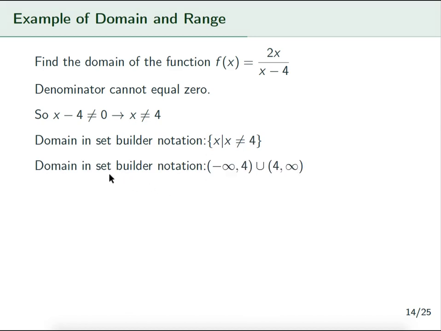Now I want to write interval notation. The domain in interval notation will be negative infinity to 4, union, so this means union. We're including 2 intervals as part of one domain of a function. Union 4 to infinity. The parenthesis means excluding 4. So all the numbers up to 4 excluding 4, and all the numbers from 4, excluding 4, to infinity. So we're only taking away positive 4 from all real numbers in this interval notation.